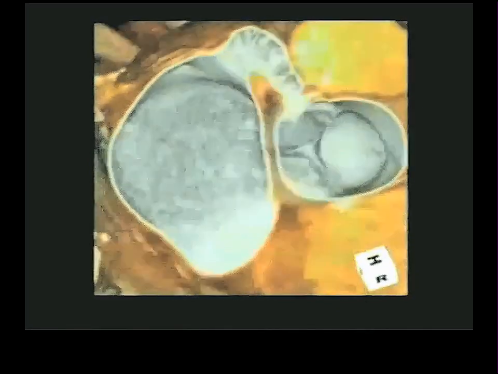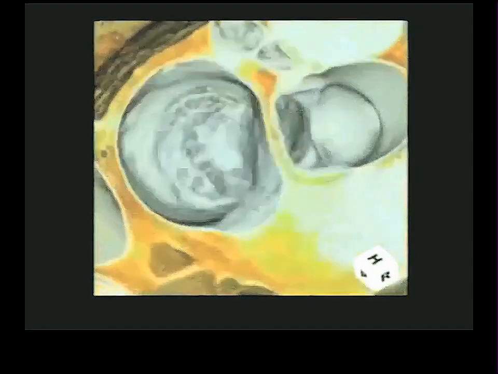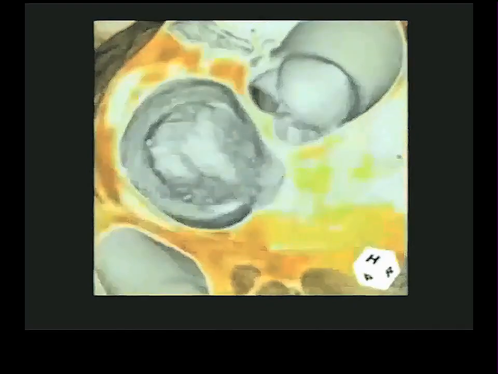This particular case had normal coronary arteries and normal valvular structures. Must be tricuspid, I'm guessing. The contraction of the heart was a little bit weak.